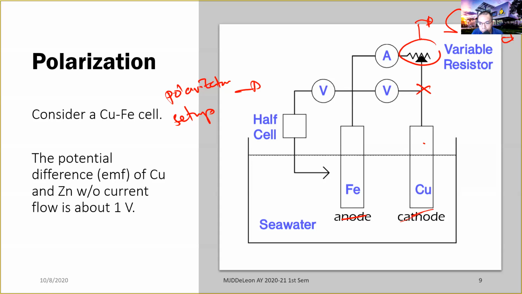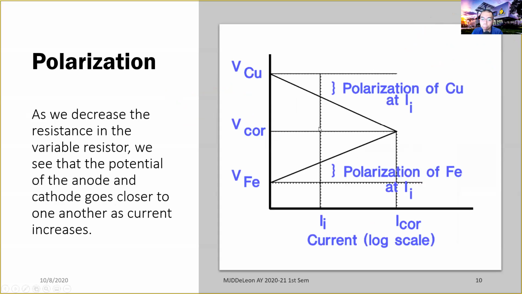But so dito, your iron is the anode and your copper is your cathode because copper has a higher reduction potential, a more positive reduction potential than your iron. So in this case, we will see that iron will be the one corroded while copper will be yung ating cathode, which will not be as corroded as much.